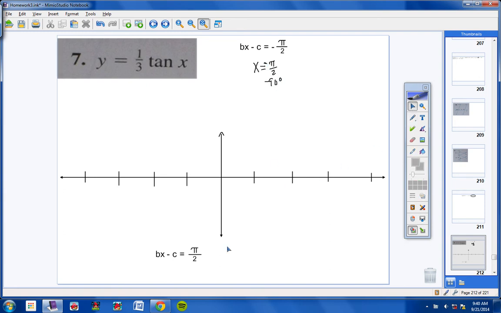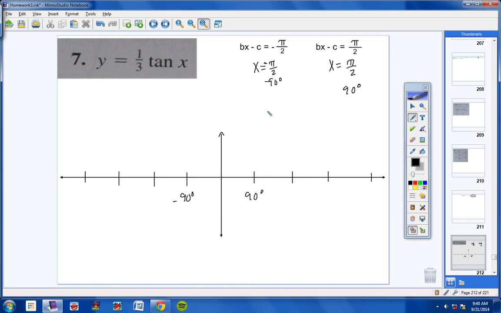And then we're going to take this formula here and find the other asymptote. Bx minus c is simply x, so x equals pi over 2 or 90 degrees. Well, that's pretty simple. So here I'm going to use degrees because degrees are a little easier. I'm going to put negative 90 degrees, and right here I'm going to put positive 90 degrees.